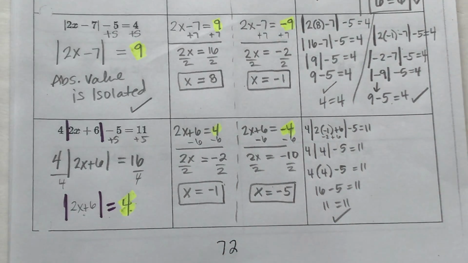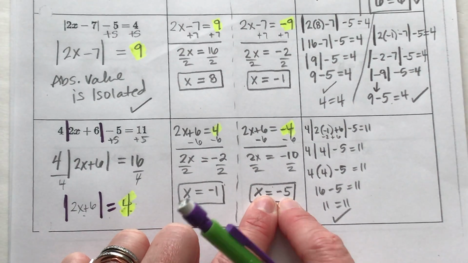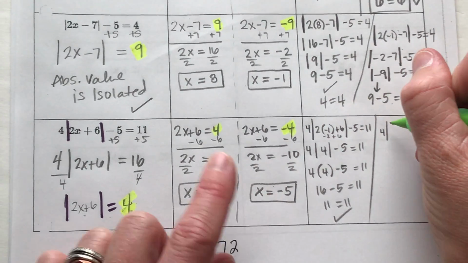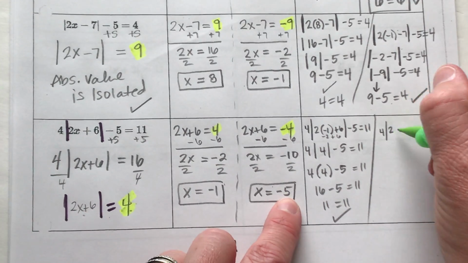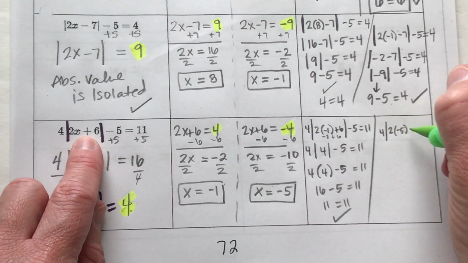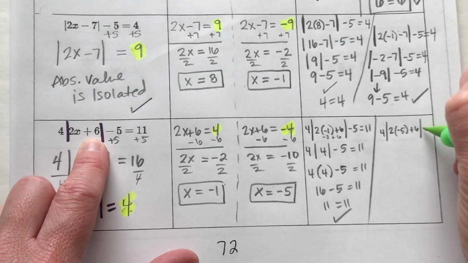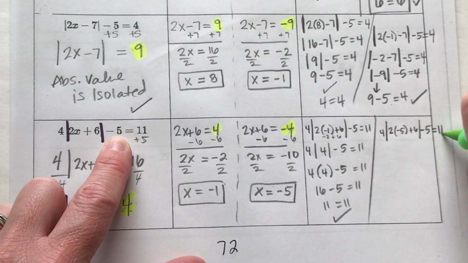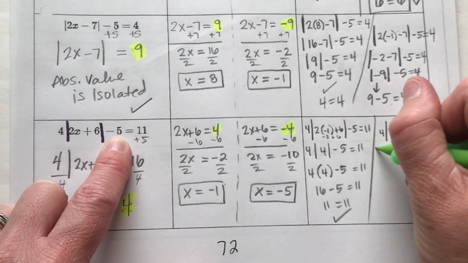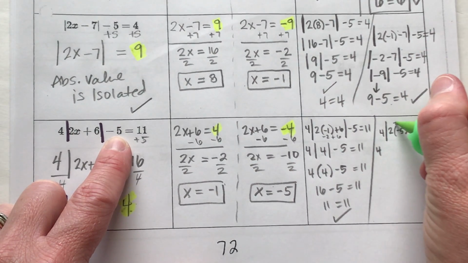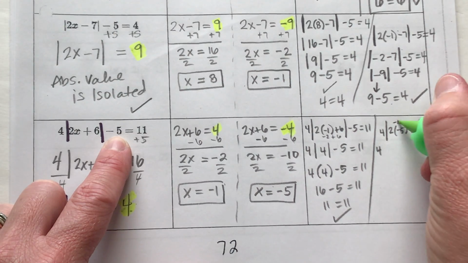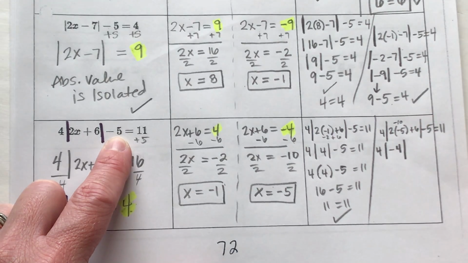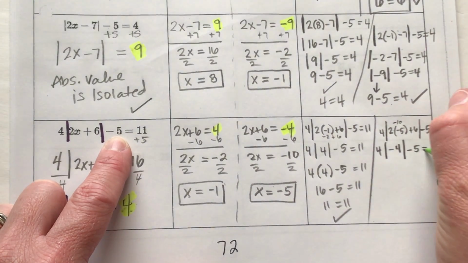So that worked out. Okay, now when I plug in negative 5, I have 4 outside. Now 2 times, in this case, negative 5. Then plus 6 inside my absolute value bars. Then minus 5 equal to 11. Okay, now I'm going to simplify in here. This is going to make negative 10. And negative 10 plus 6 is going to give me negative 4 inside that absolute value bars.